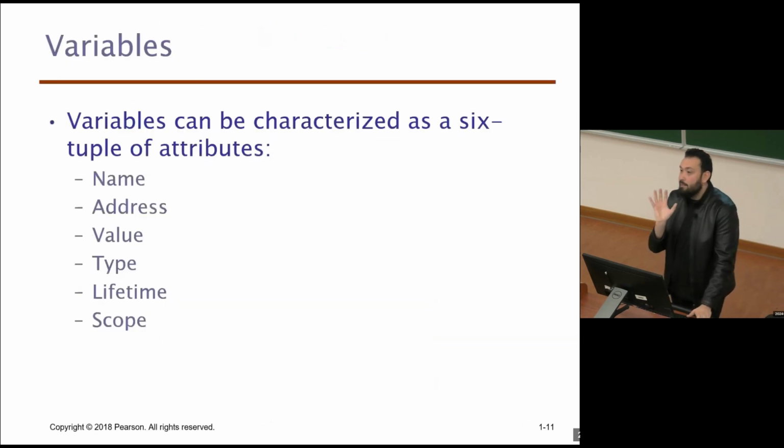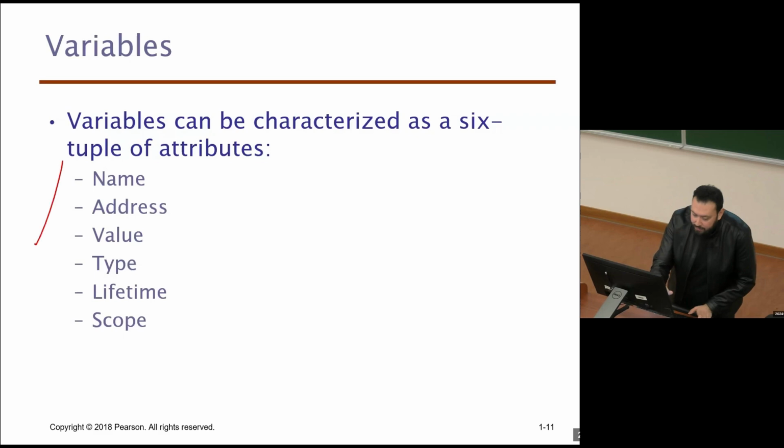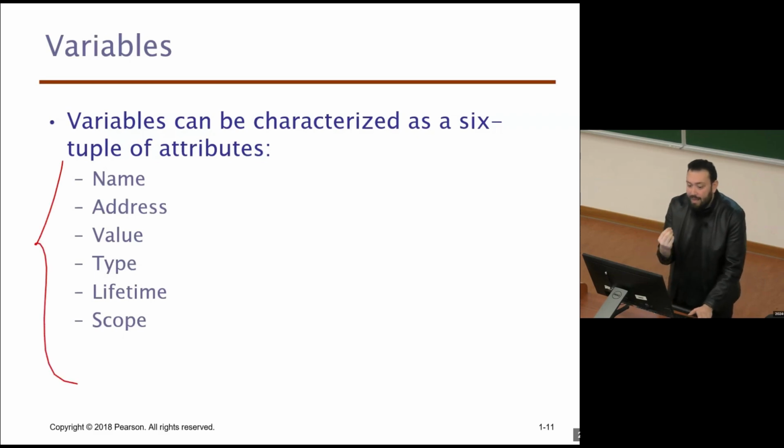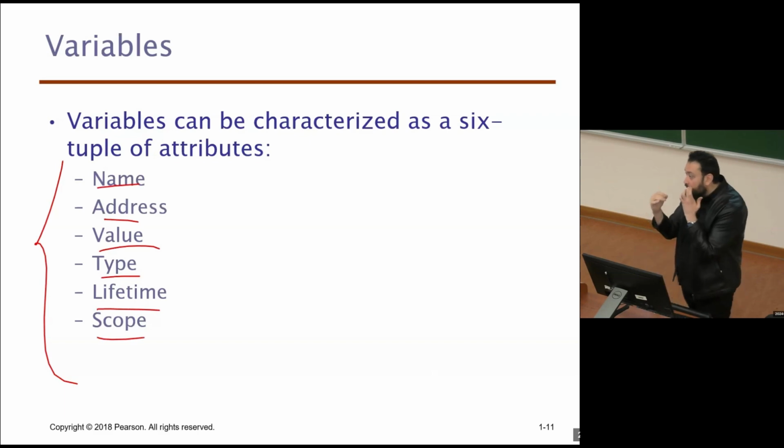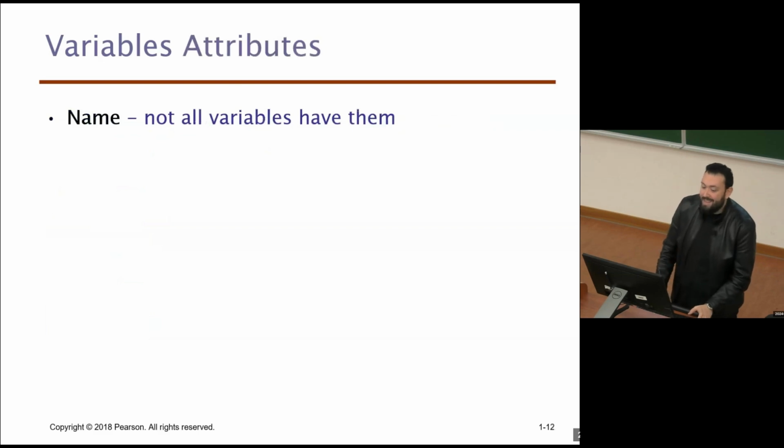Now, something that I want you to always remember is that variables have a 6-tuple of attributes. You may think it's complicated, but no, actually it explains itself. Each variable will be connected to a name, address, value, type, lifetime, and scope. We're going to cover them step by step just to understand them. So what is the name? Not all variables have them.